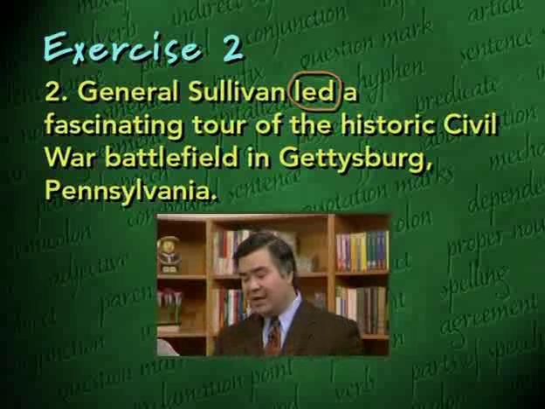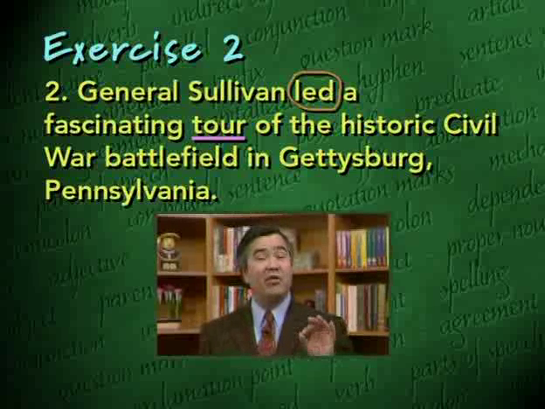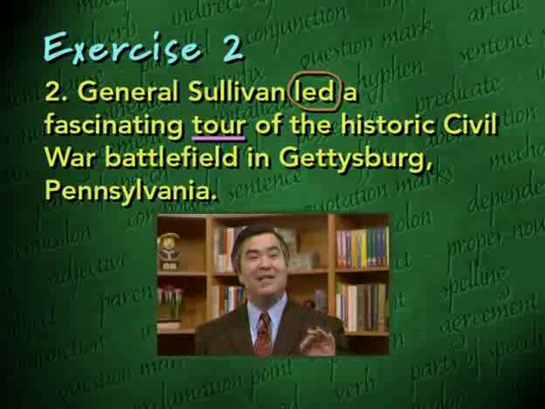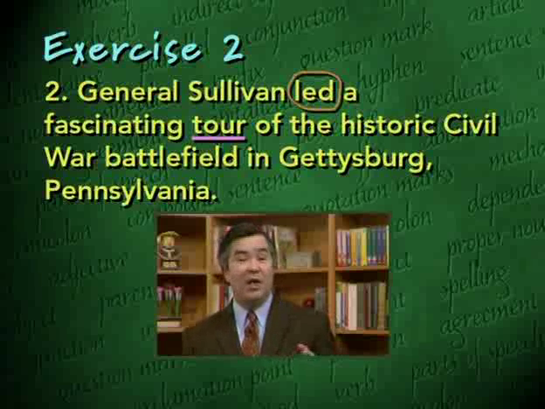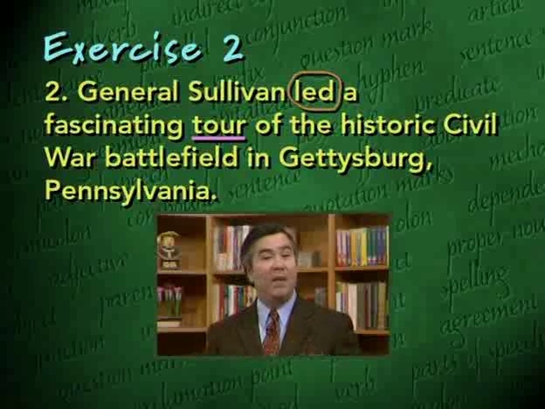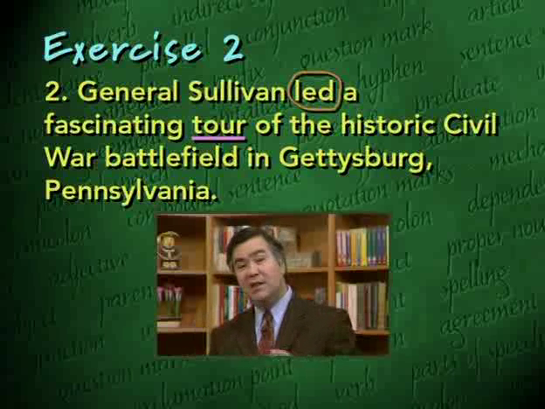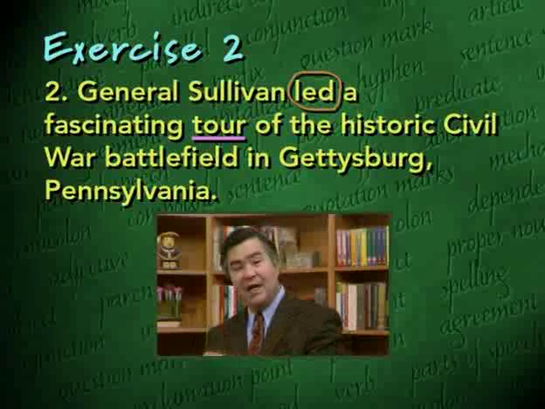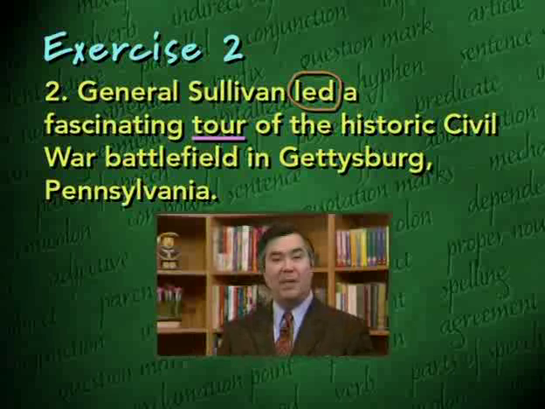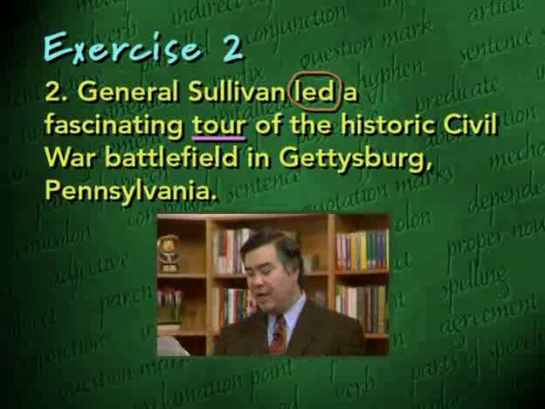Yes, what he led was a tour, specifically a fascinating tour. But the noun tour is the key word. That's the direct object of the verb led. It tells us what General Sullivan led. The other words there, fascinating, give more information about the tour. They tell us what kind of tour it was. Notice that all the other words that follow the word tour in this sentence again go to give more information about the action. They don't receive the action directly, they just give more information about it.